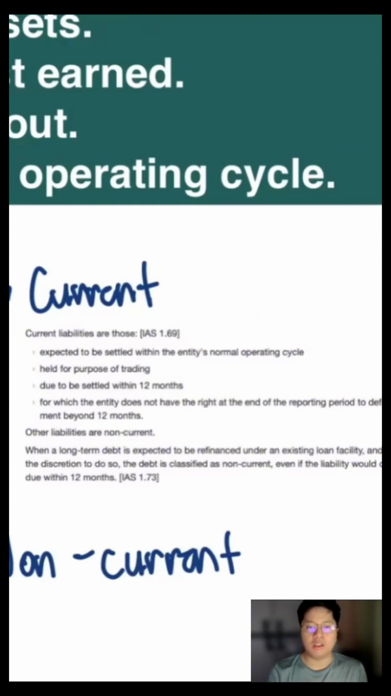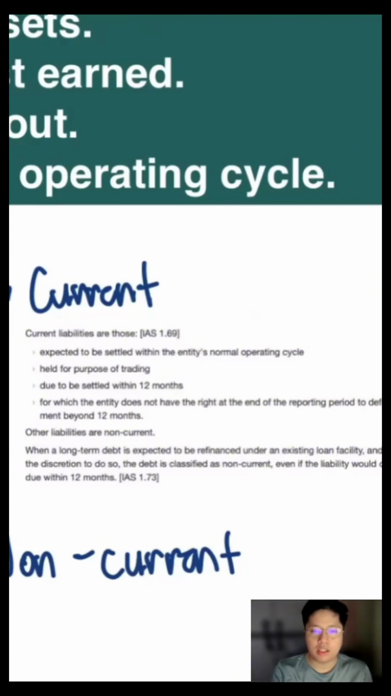Then the fourth one is that if the entity does not have the right, at the end of the reporting period, to defer settlement beyond 12 months, that will also be considered as current liabilities. Our reporting period, we have two: we have the calendar period and we have the fiscal period.